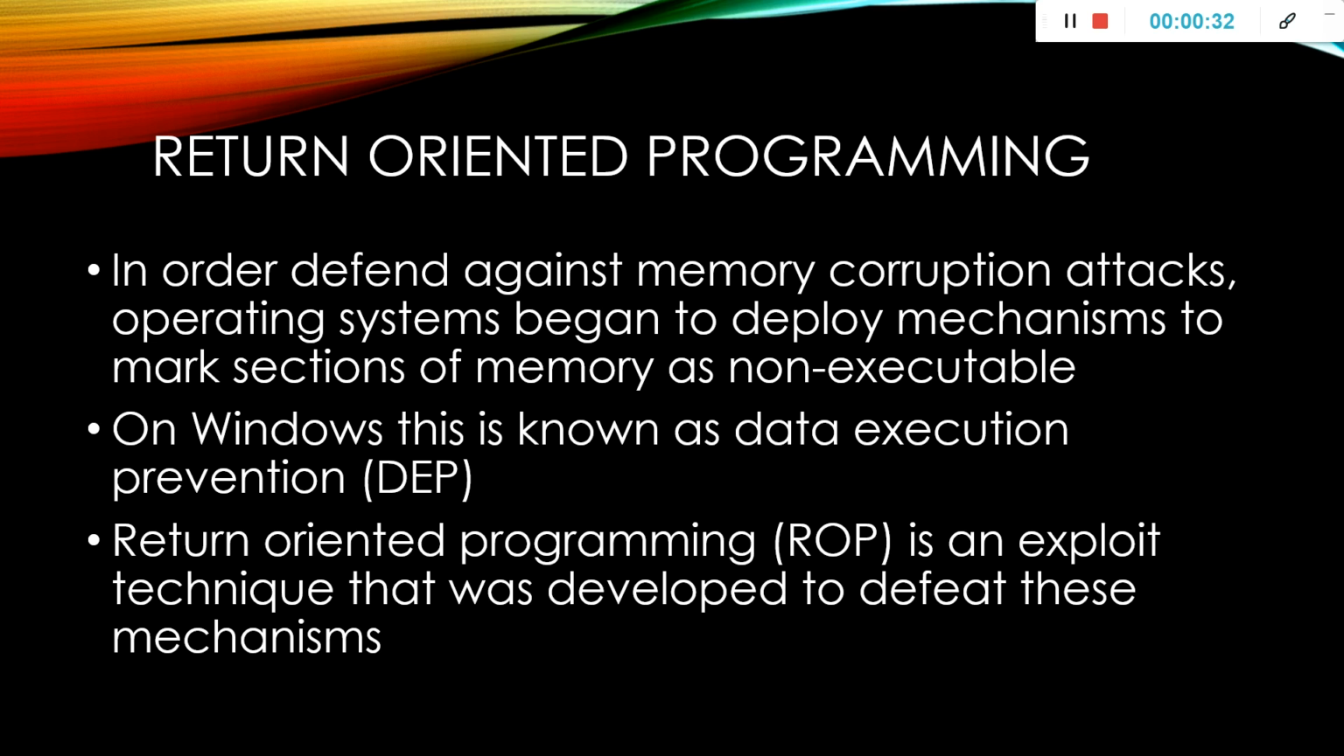So let's say, for example, an attacker is able to overwrite EIP with a buffer overflow attack and get shellcode onto the stack. This shellcode won't be able to execute because that area of memory will be marked as non-executable. On Windows, this technique is known as data execution prevention, or DEP, and ROP was developed specifically to defeat this mechanism.